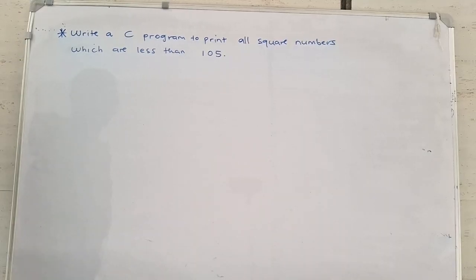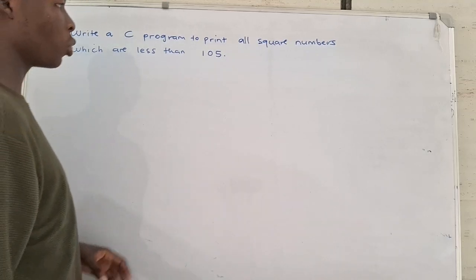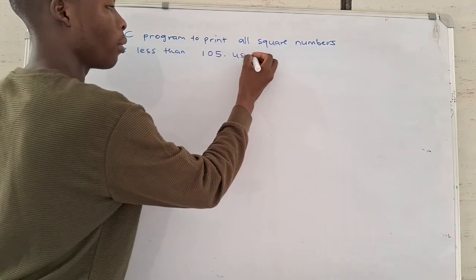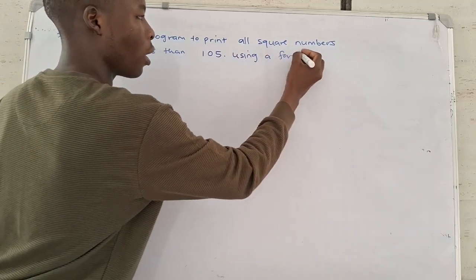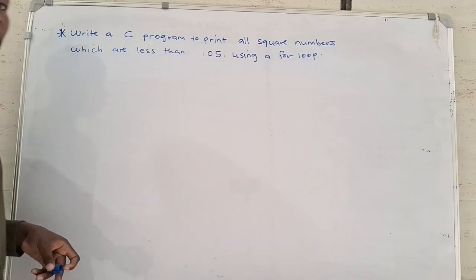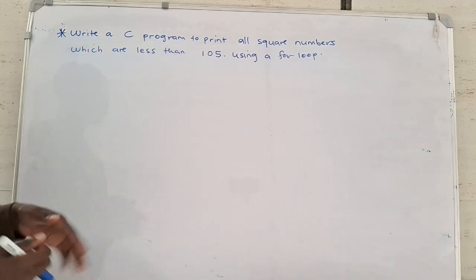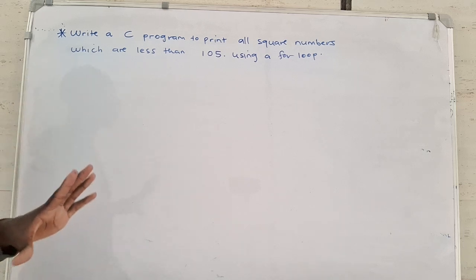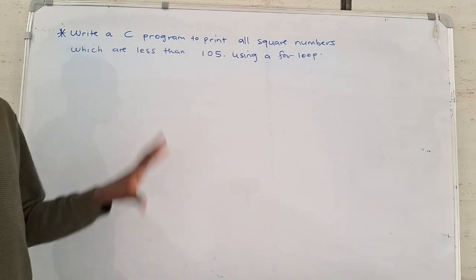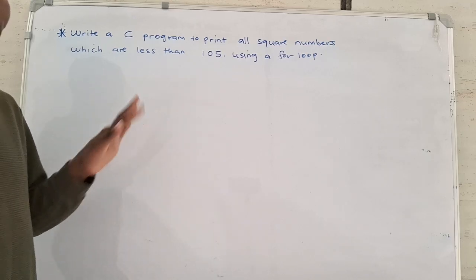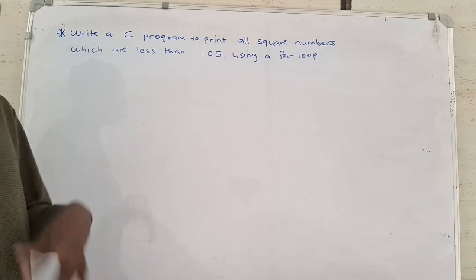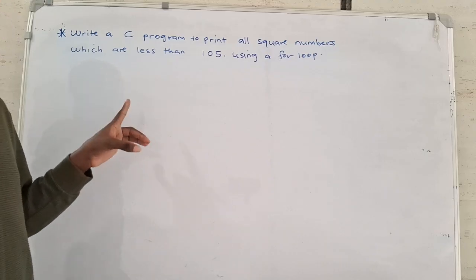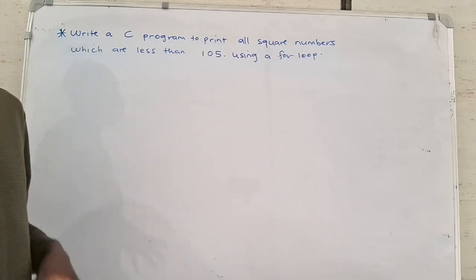In today's class, we would like to write a C program to print all square numbers which are less than 105. And we are going to use a for loop. The main purpose is that I want you to understand the logic behind the for loop. These are basic programs. At least try to understand, so that you will not have confusion when I'm implementing these loops in complicated programs.